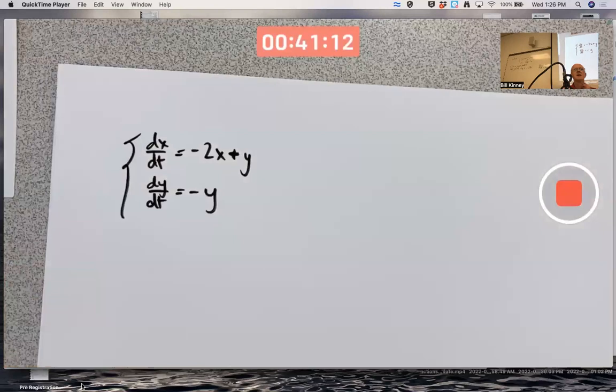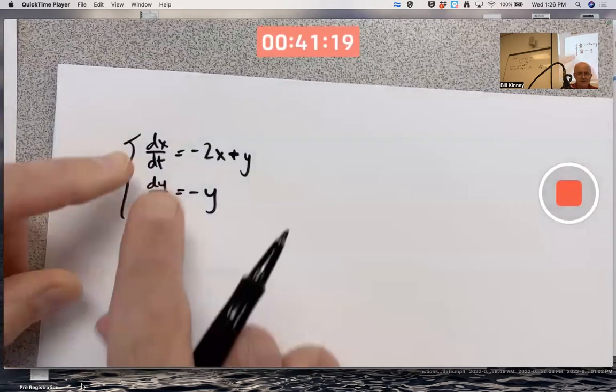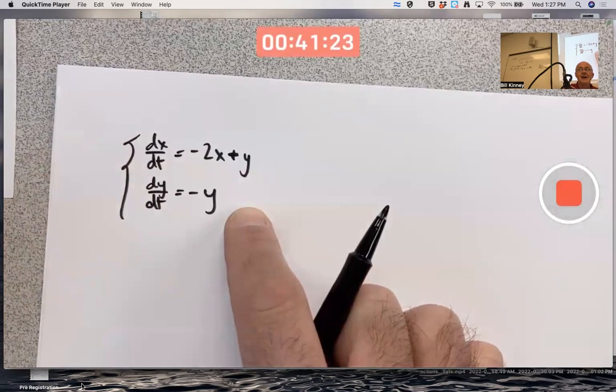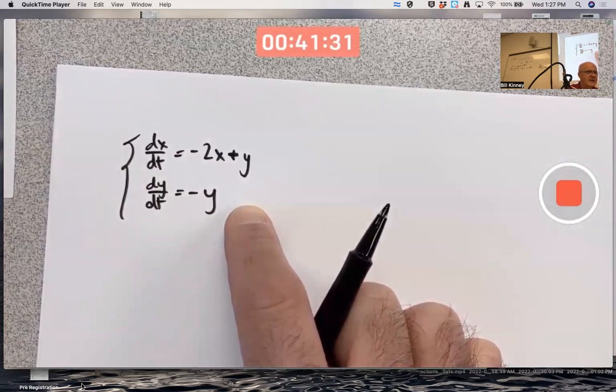System of linear differential equations. First order, because it involves just first derivatives. Linear, because the right-hand sides are linear in little x and little y. First powers, no square roots, no cosines or sines or anything. It's like a linear transformation, maybe. Maybe.